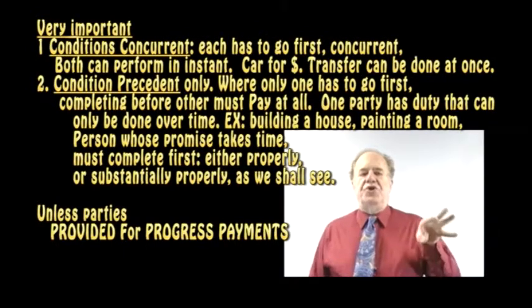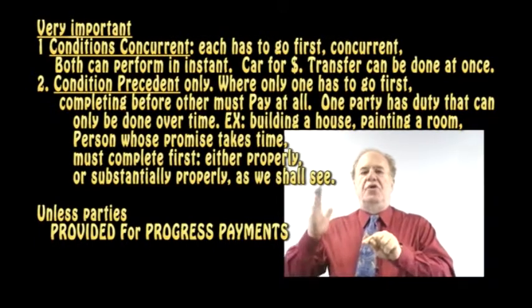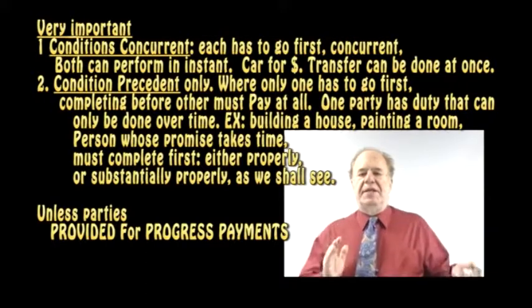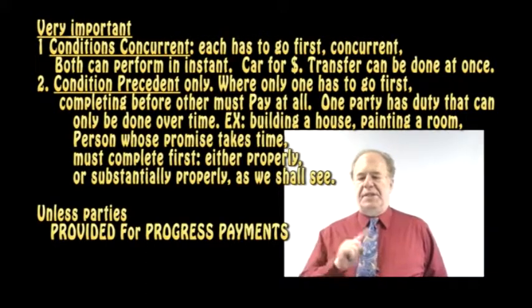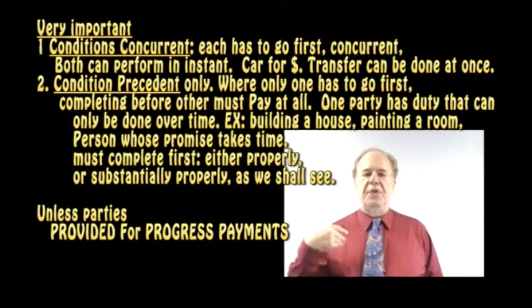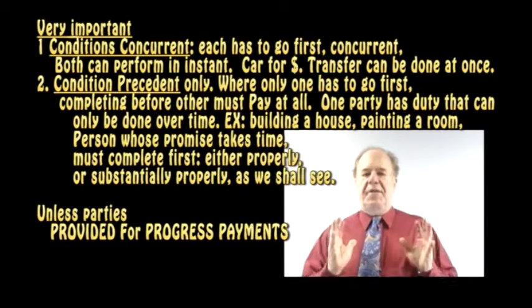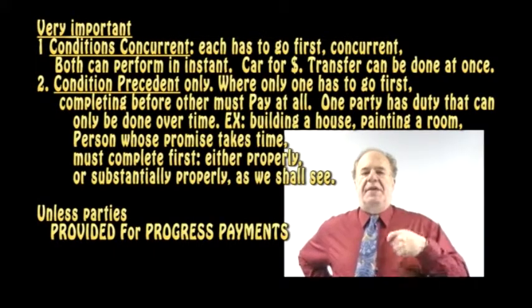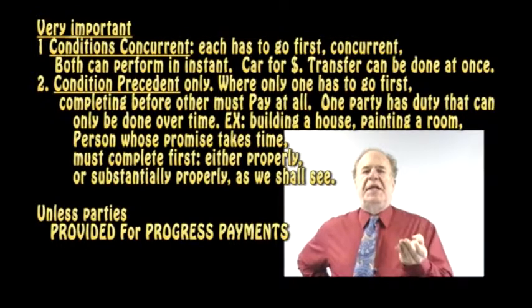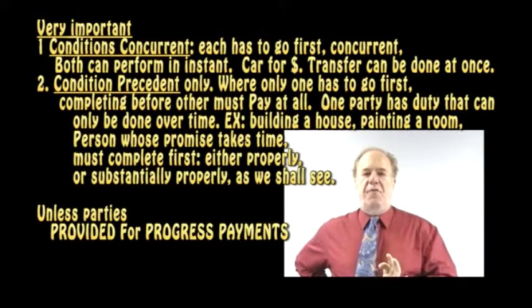A's completion of the painting of the house is a condition to B's duty to pay, a condition precedent to B's duty to pay. In other words, if the contract doesn't say who's to go first, the person with a duty to do a performance over time must complete that performance before the money is due. The painting of the house is a condition precedent to the duty of the person to pay for that.